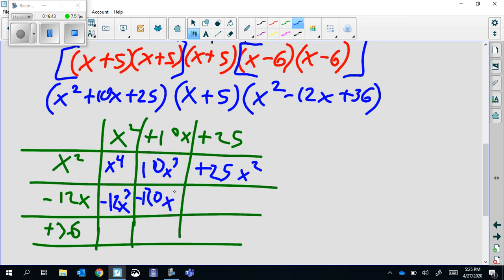x times x would be x squared. And 25 times 12. A little multiplication trick here. 12 is 4 times 3, so we're going to split that up. So that's 25 times 4 times 3 if you think about it that way. 25 times 4 is 100, times 3 is 300. And then 36x squared.